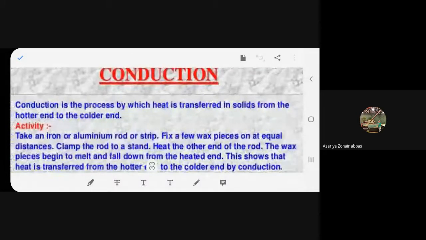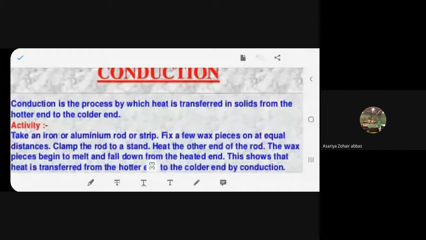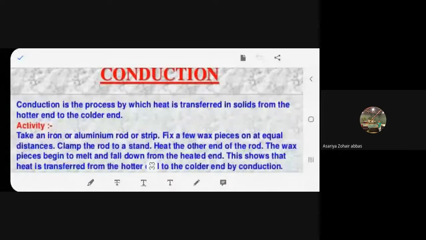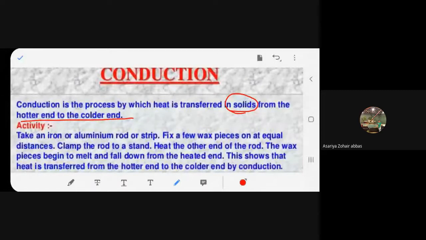Read, beta. Conduction. Conduction is the process by which heat is transferred in solids from the hotter end to the colder end. What did we talk about? Just a moment. What we talked about? Solid. So now you are not doubtful? So conduction, what comes to your mind? Solids. Is it clear? And how is it moving? We know that it moves from the hotter end to the colder end. Okay?